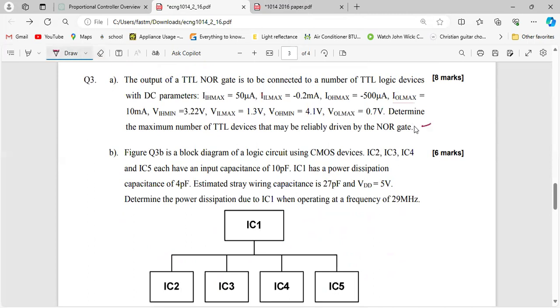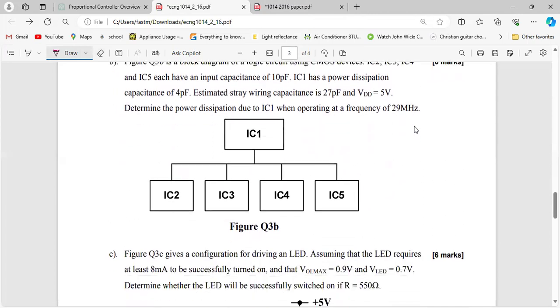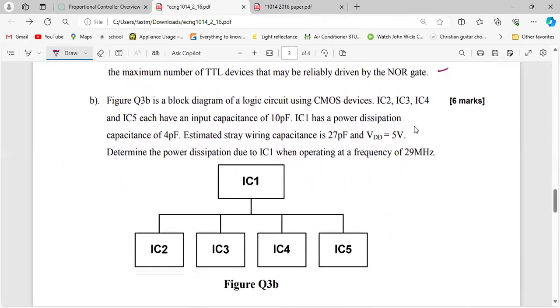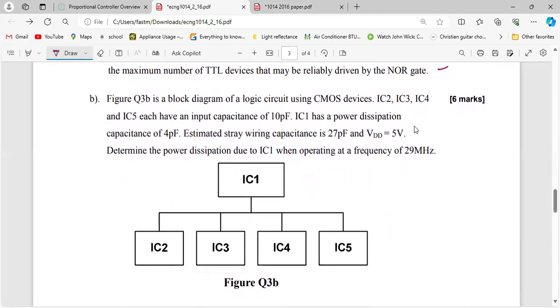So the last one with the knights is this part. Just do that next week, right? So this one here. All right, so a block diagram, CMOS devices, IC2, IC3, for each have an input capacitance of 10 picofarads. IC1 has a power dissipation capacitance of 4, estimated wiring capacitance of 27, VDD is 5. Determine the power dissipation due to IC1 when operating at a frequency of 20. Okay, so this question is very short, but you just don't know how to do it.